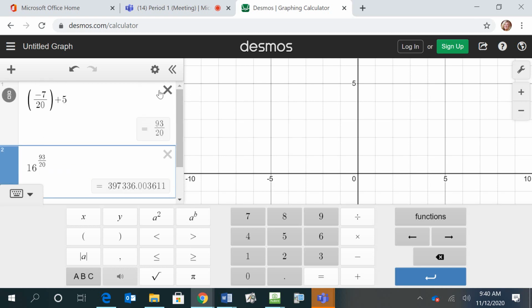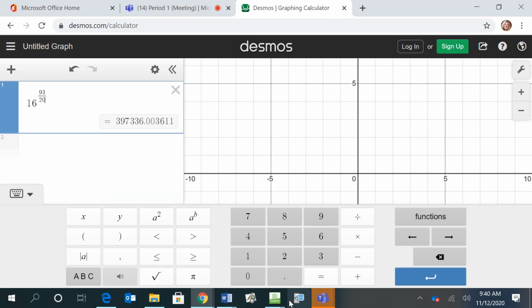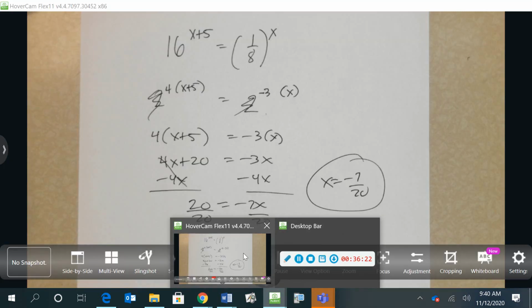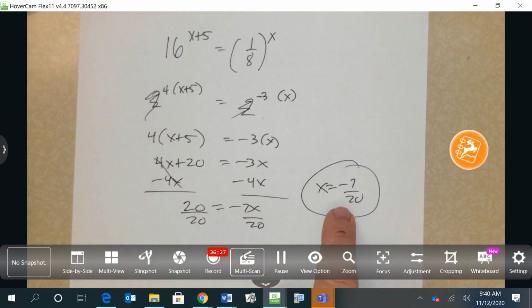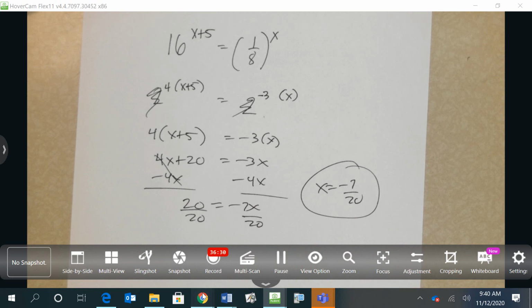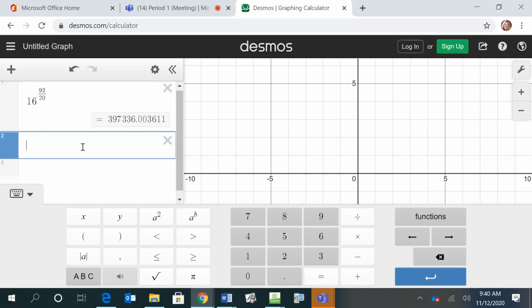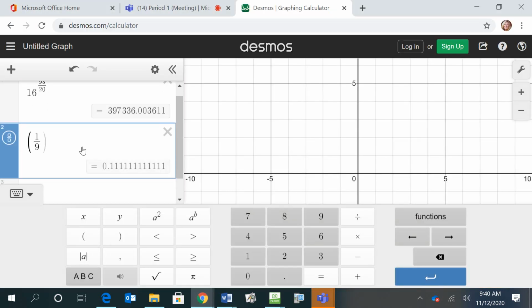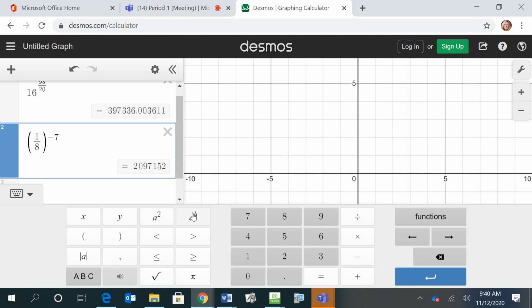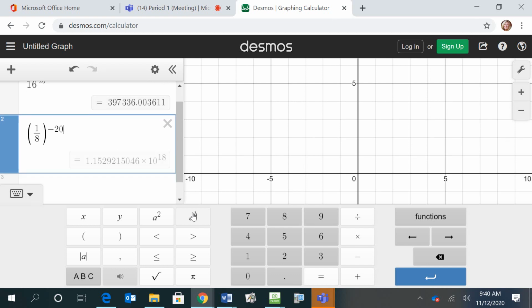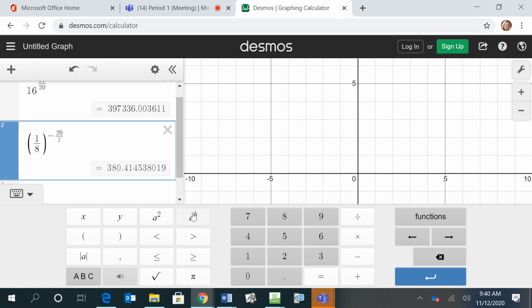All right. So that's the left-hand side. Let's look at the right-hand side. Right-hand side, I just need to type in 1/8 and then raise it to this fraction. Isn't it -20/7? Yes, it is. Thank you. Good call. Let me bring this back up here.